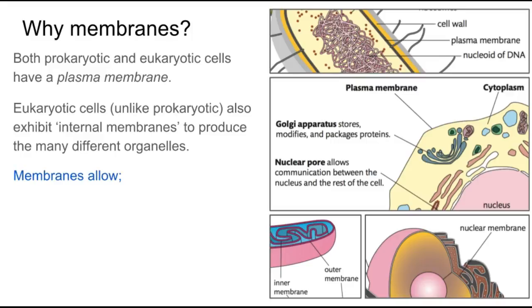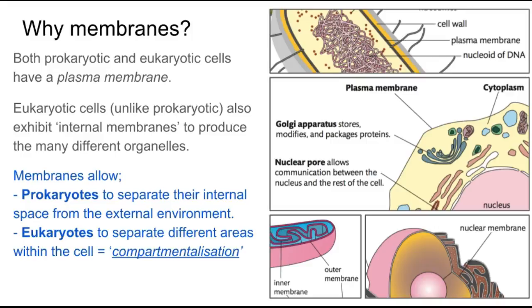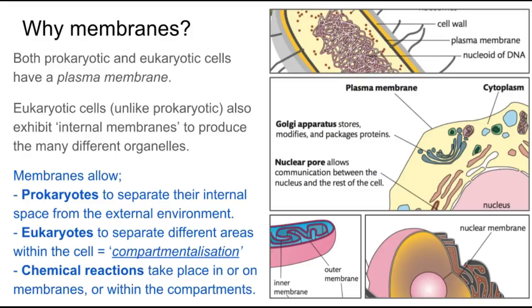These membranes allow prokaryotes to separate their internal space from the external environment. They also allow eukaryotes to separate the different areas within the cell, and this is known as compartmentalization. We'll talk about this more soon. It also allows for a wide variety of chemical reactions to take place, either within the spaces created by the membranes or in or on the membranes themselves. This is the case we'll see with cellular respiration, in particular in mitochondria.